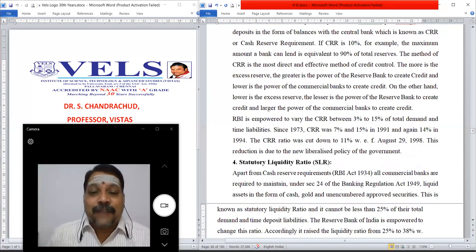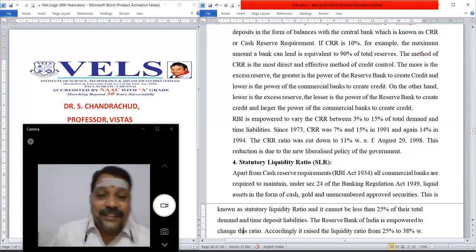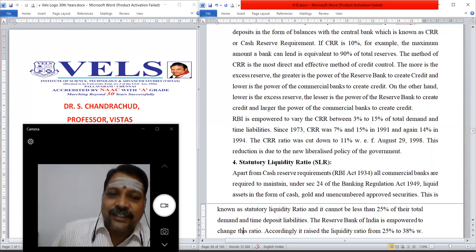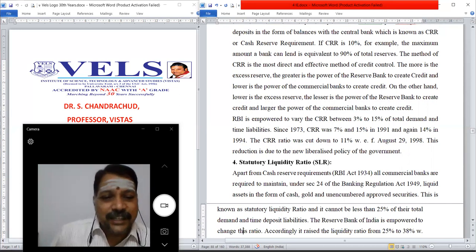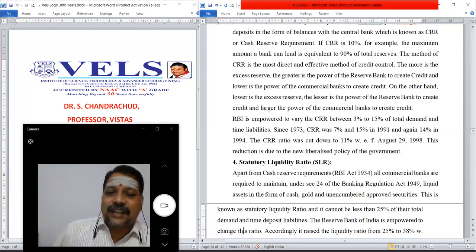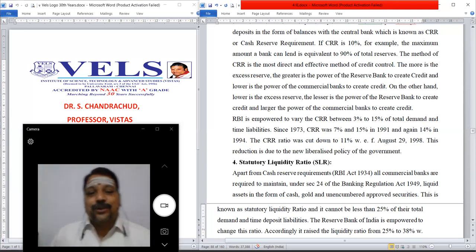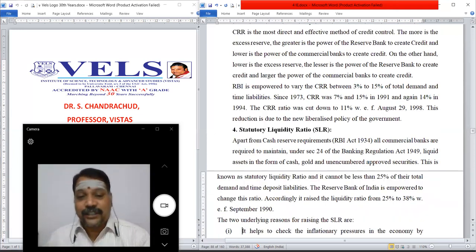The Reserve Bank is empowered to vary the cash reserve requirement between 3% to 15% of the total demand and time liabilities. Since 1973, the cash reserve requirement was 7%, 15% in 1991, and 14% in 1994. The CRR ratio was cut down to 11% with effect from August 20, 1998. This reduction was due to the new liberalized policy of India.